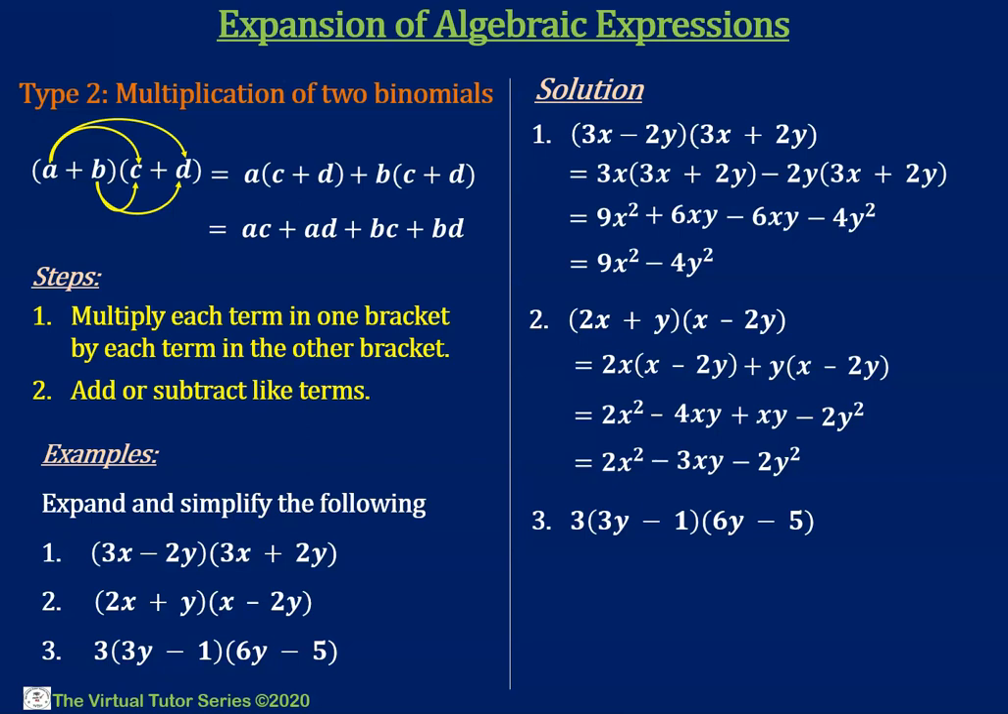So we have the factor 3, bracket opens, 3y times 6y is 18y squared. 3y times negative 5 is minus 15y. Negative 1 times 6y is minus 6y. And negative 1 times negative 5 is 5. Bracket closed.